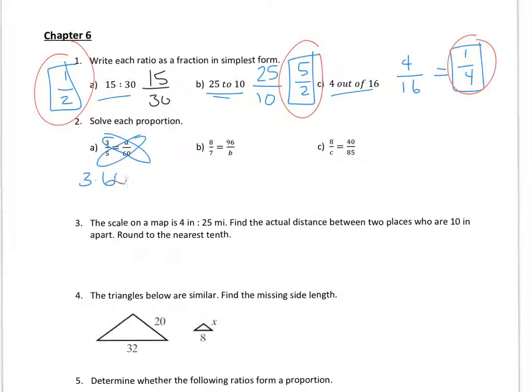So 3 times 60 equals 5 times A. So 180 equals 5A. You divide both sides by 5. So 180 divided by 5 is 36. So A equals 36.